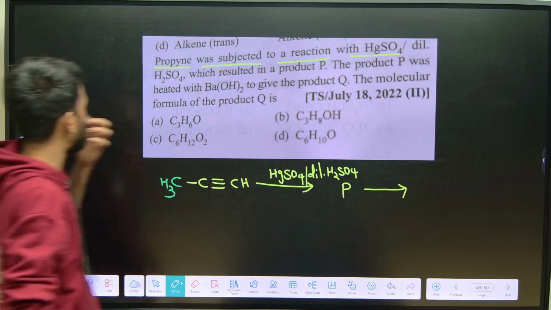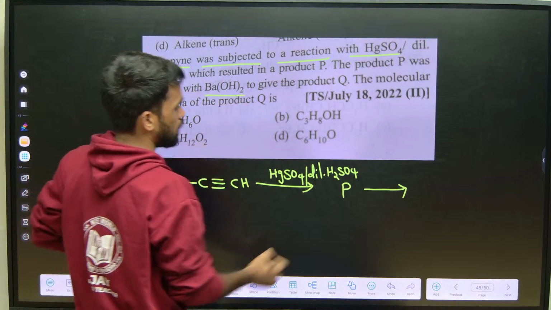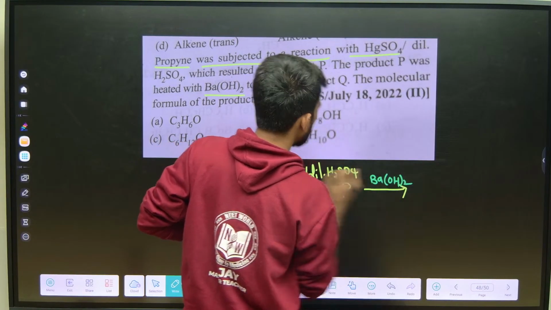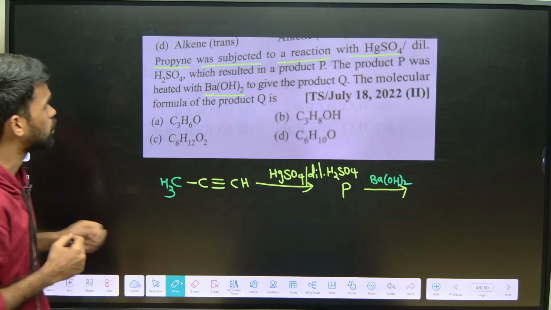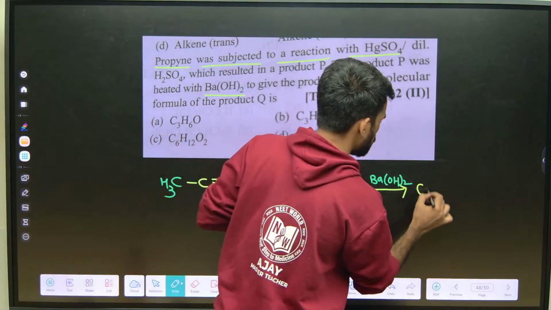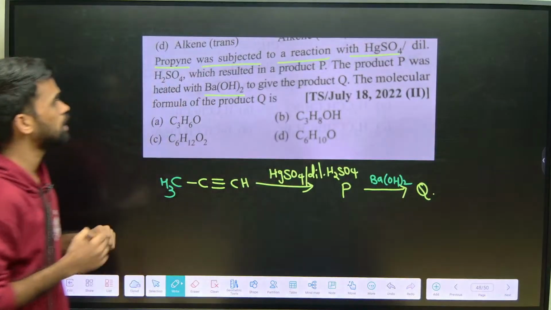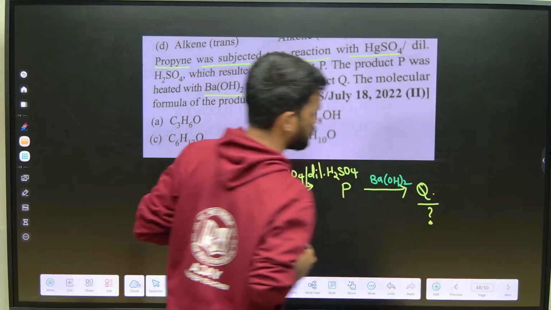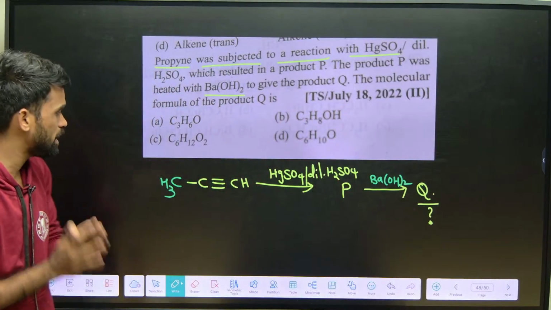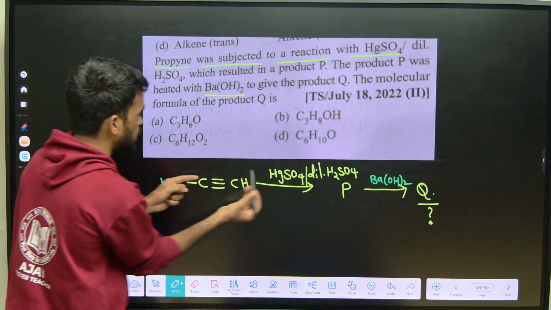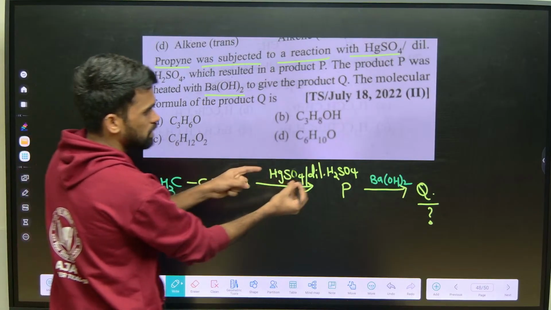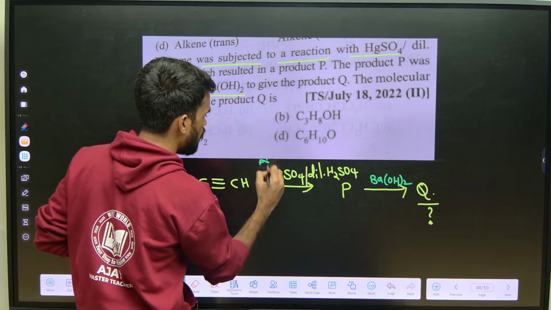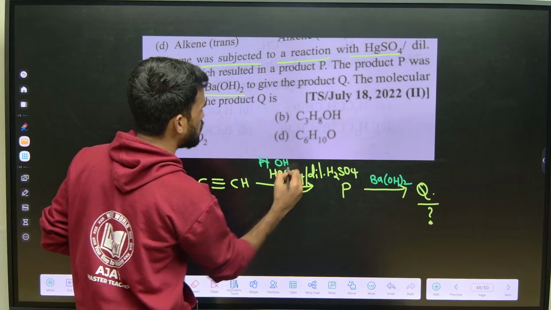The product P was heated with barium hydroxide, Ba(OH)2, to give product Q. So what is it giving? The molecular formula of this product Q they are asking. What is the molecular formula of this product Q? It is very easy. See, what is the product formed here? Alkynes treated with dilute sulfuric acid and HgSO4 is nothing but addition of hydrogen and OH, that is a water molecule we are adding.